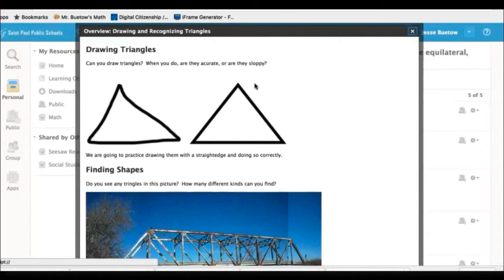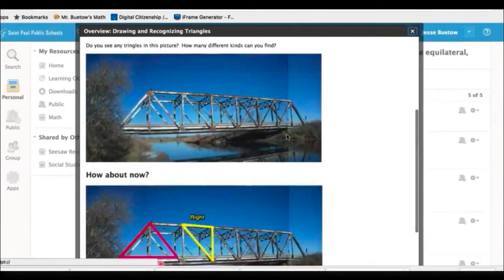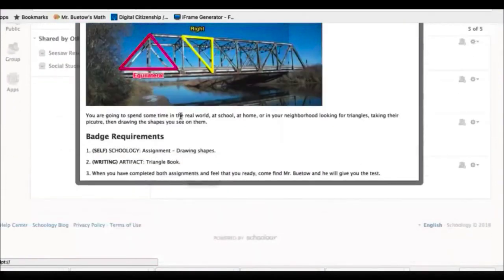So knowing that, I try to keep it image heavy, and I try to use videos whenever possible because that's really a good way for me to explain. So in this one, I just have some pictures and ask, do you see the triangles in this picture? Oh, wait, how about now, do you see the triangles in this picture? And then at the bottom, I always include the criteria that I'm looking for in this unit. I'm asking you to draw shapes in this Schoology assignment, and then I'm asking you to create an artifact, that is, create a book that shows triangles both in the real world and on paper.